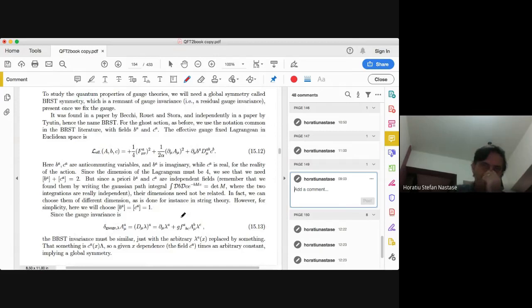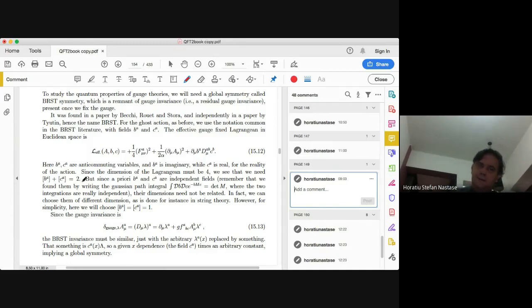I remind you that the ghosts B and C are anti-commuting variables, and if I choose C to be real, in order for the action to be real, then B must be imaginary. So anti-Hermitian. That's another way of saying C Hermitian, B anti-Hermitian. But with respect to the dimension, we know that the action must have dimension 0. So in 4 dimensions, the Lagrangian has to have dimension 4. We have 2 dimensions from the 2 derivatives. So the only thing we know is that the dimension of B plus the dimension of C is 2.